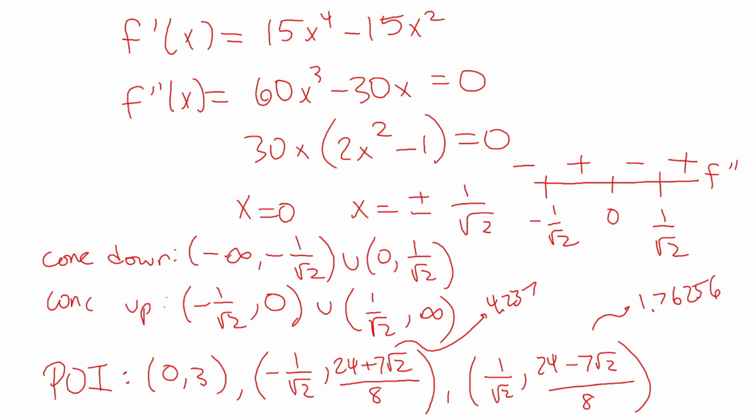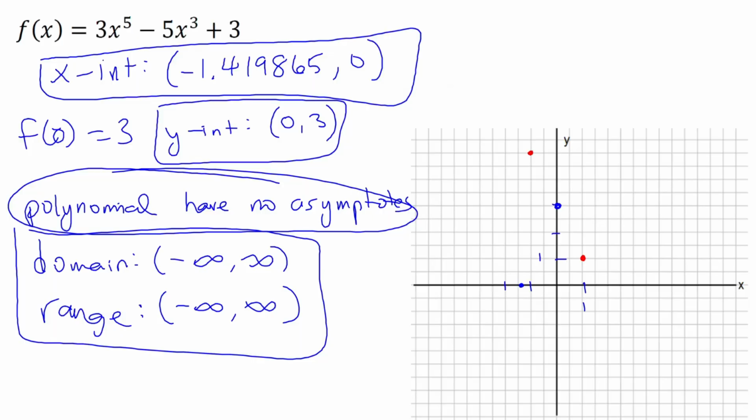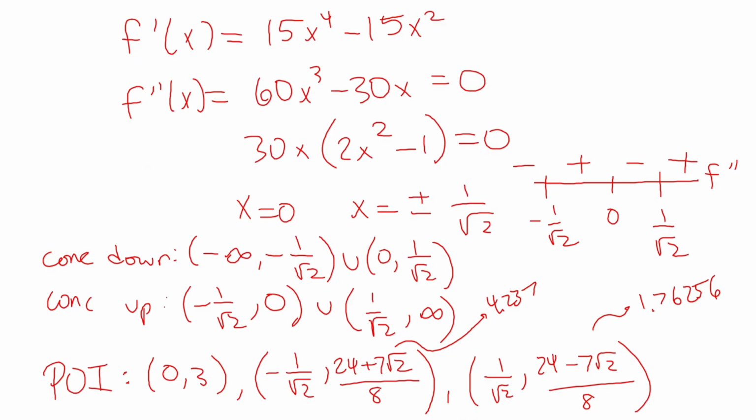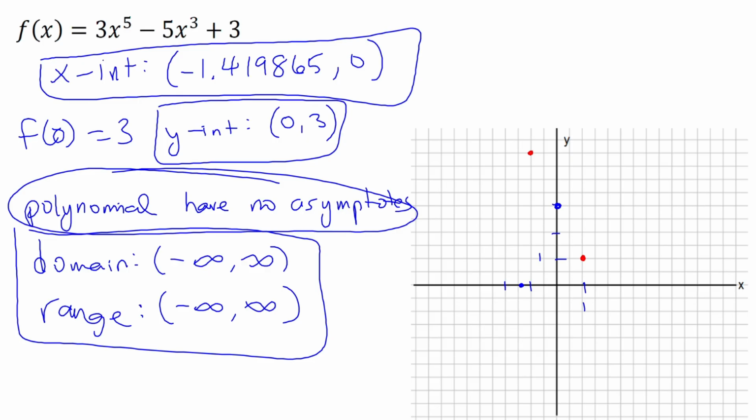256. And so when I plot those points, that should give me enough information to finish graphing it. So at -1 over root 2, which is a little bit to the left of -1, we're up at about 4.2, somewhere around there. And then for the other one, we will be at around 1.7. So 1.7 should be right around there.